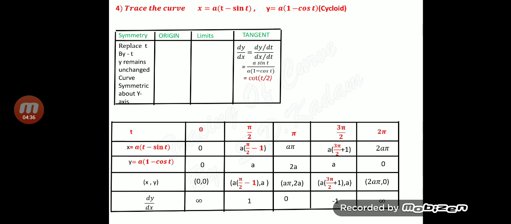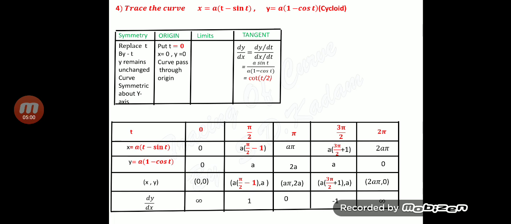Now just write down whether the curve has origin or not. Clearly, by observation, the first point at t is equal to 0, we are getting 0, 0. Therefore, the curve has an origin. Next, limits. Symmetry for a cycloid is always fixed: symmetric about the y-axis.